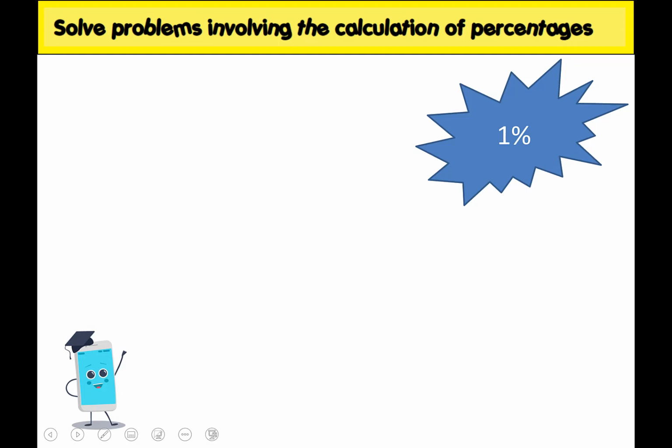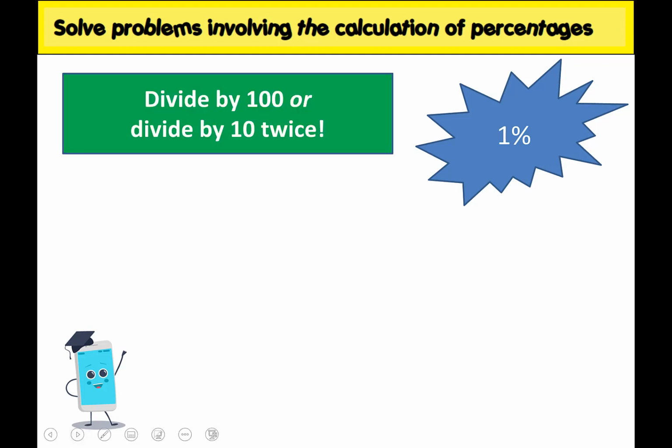Our next one, 1%. If you can find 10%, you should be able to find 1%. Now to find 1%, you can either divide by 100, because 1% means 1 out of 100. So you divide by 100, or you can find the 10% by dividing by 10, and then divide by 10 again, because 1 is 10 times smaller than 10.